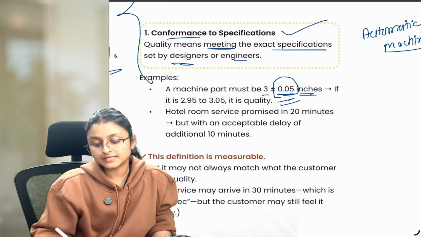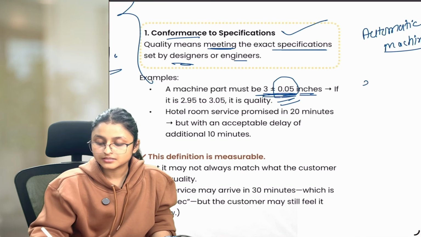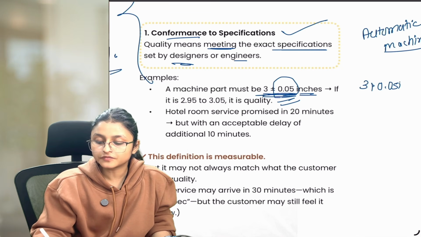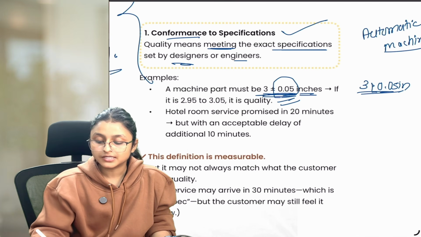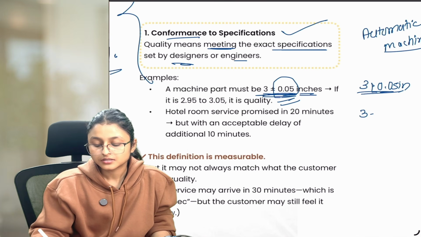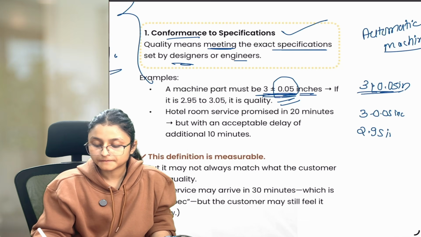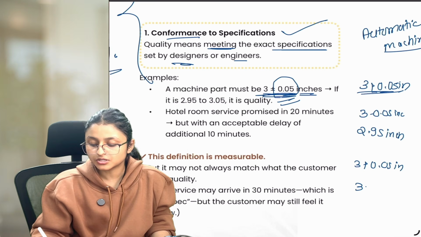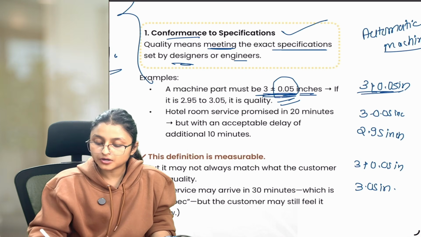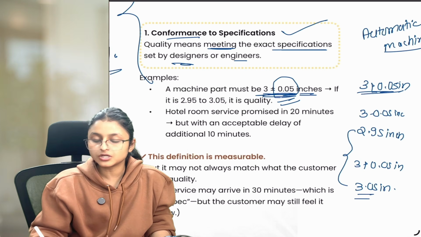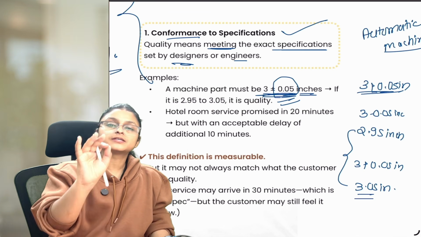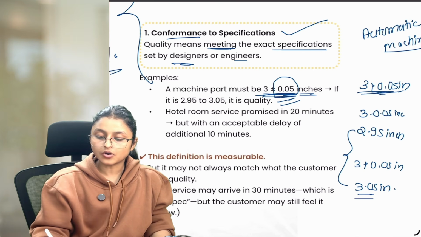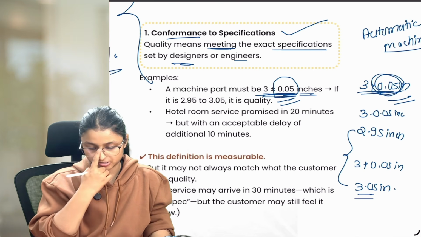So the organization has set the standard as 3 plus minus 0.05 inches. What does it mean? It means that if the product is 3 minus 0.05 inch, that means 2.95 inches, or 3 plus 0.05 inches, that is equal to 3.05 inches. If the product is between 2.95 and 3.05, then it will be treated as a quality product. This is a tolerance limit added by the organization.